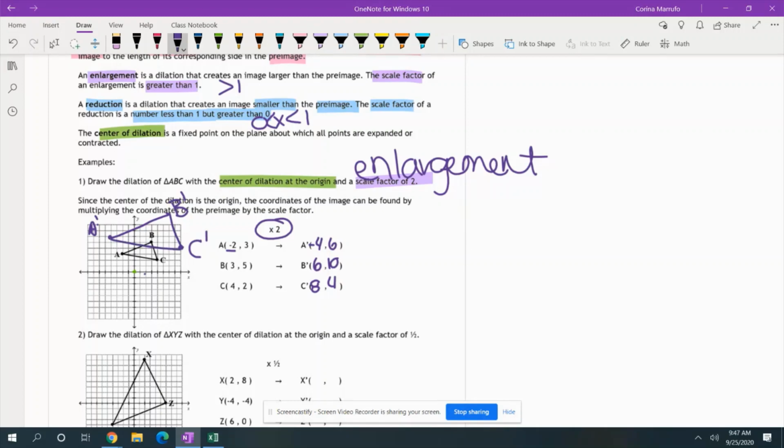So just to reiterate on the center of dilation, if you notice, it kind of expands out this way. And so that's what it means by the center of dilation. It kind of expands or retracts in order to get a bigger figure or a smaller figure. So in this case, we had an enlargement.